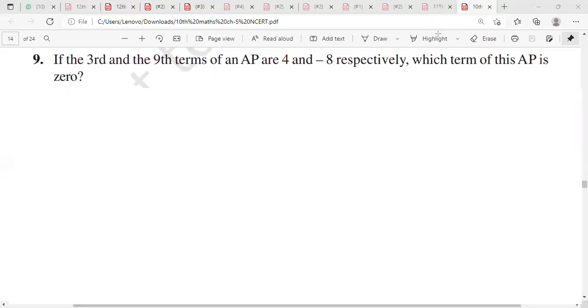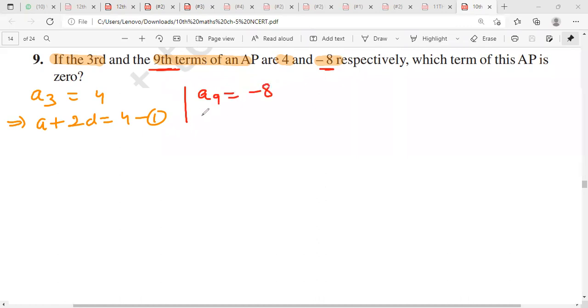Next question is, if the third term and the ninth term of the AP are 4 and minus 8, it means a3 is equal to 4, which implies a plus 2d is equal to 4. That is equation number 1. Then a9 is equal to minus 8 respectively. So third term is 4, ninth term is minus 8. a9 is equal to minus 8, that is a plus 8d is equal to minus 8. This is equation number 2.